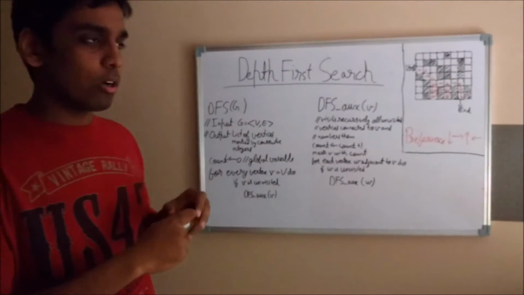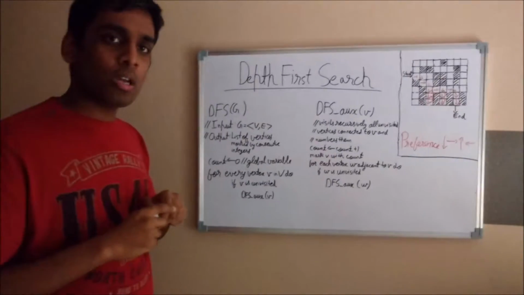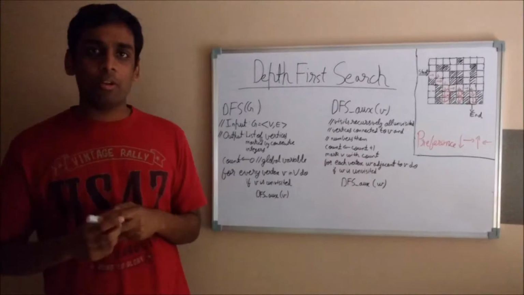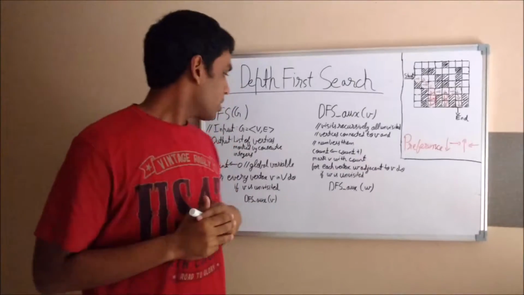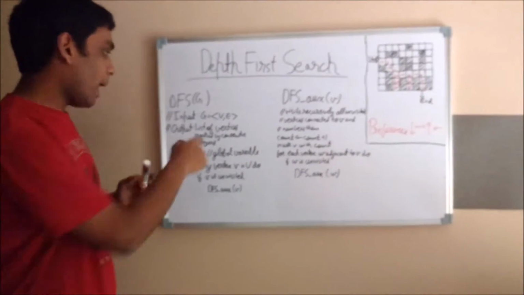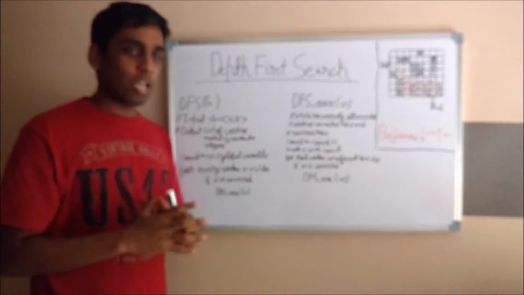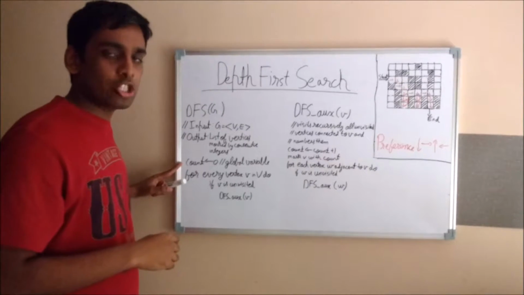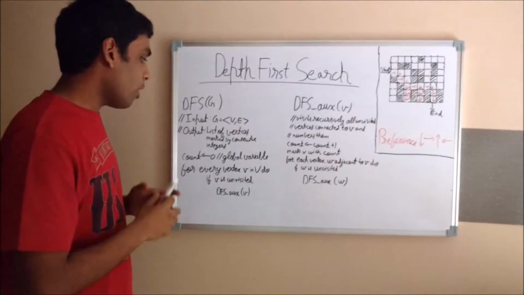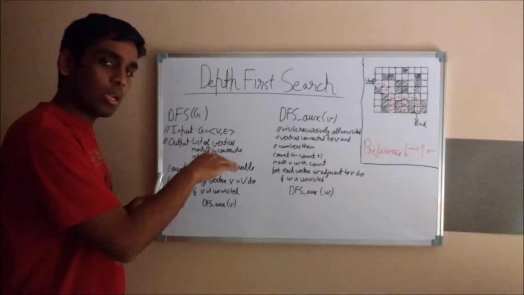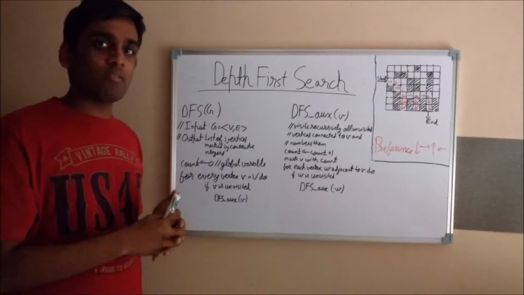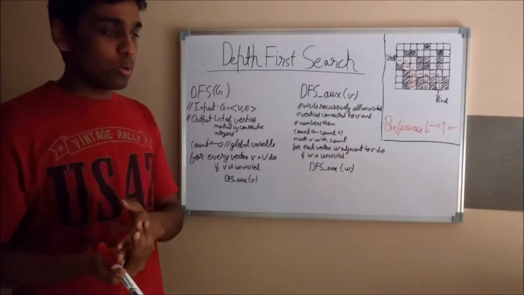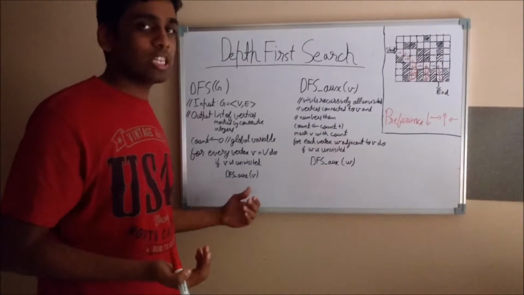Here I have two methods. The first method takes the input G. G is a graph which can be represented as an adjacency matrix or an adjacency list. Capital V is the set of all vertices in the graph G. We are going to use a global variable count, which will be initialized to 0. Then for every vertex in the set of all vertices of the graph, we check whether that particular vertex has already been visited. If it is unvisited, then we will call the auxiliary function with respect to that vertex.